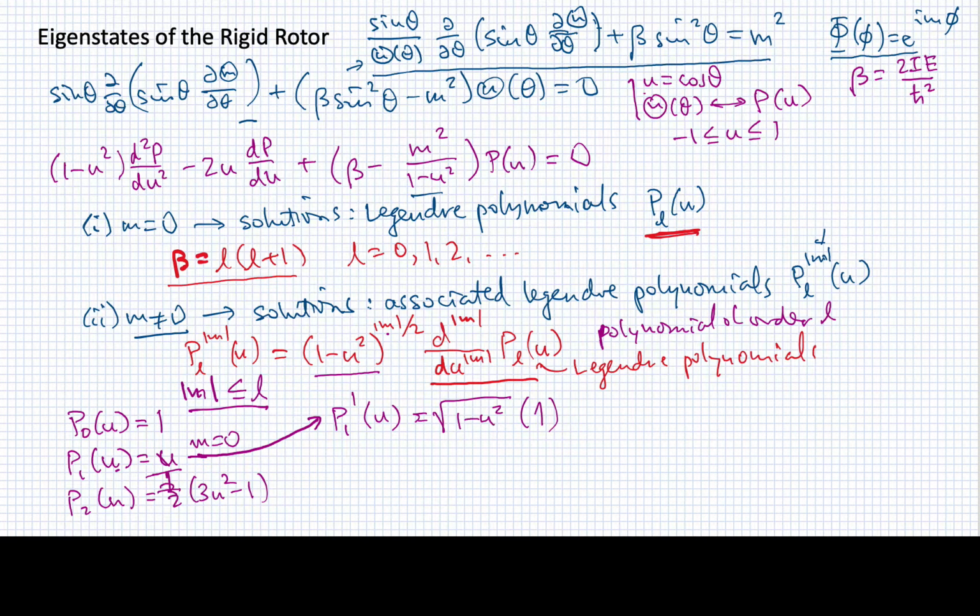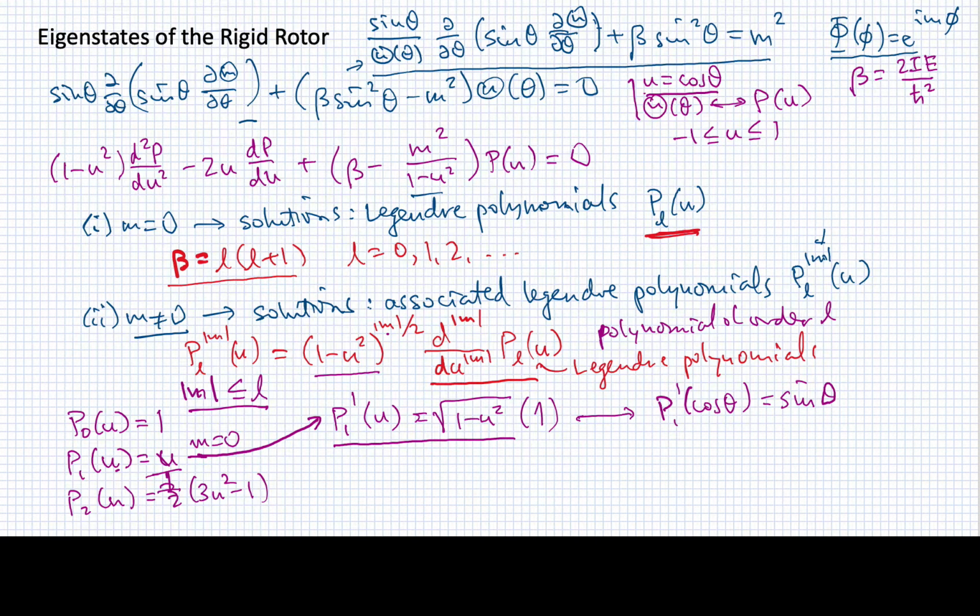Okay, so in other words, the result would be the associated Legendre polynomial would be the square root of 1 minus u squared. Now, I've made the value u equal to cosine theta, so if I substitute that back in, what I would ultimately find is that the associated Legendre polynomial, when I make u be cosine theta, is just sine theta.